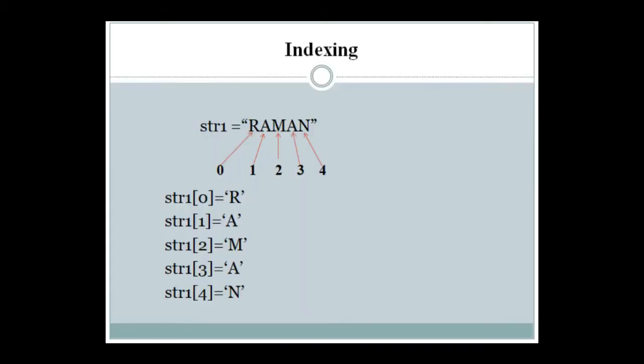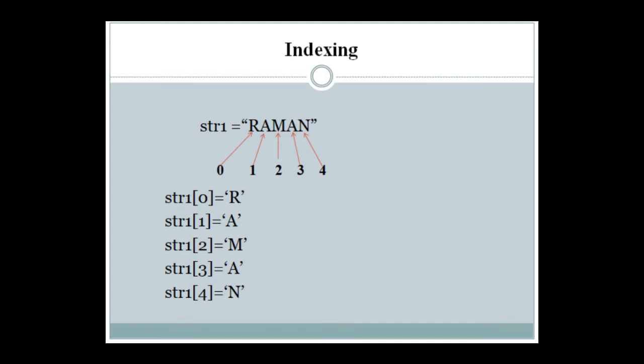Let us take a variable str1 is equal to Raman. Each letter in this string Raman holds a position which we call an index. As I have shown in the above example, the first element of the string will have index 0, the next element will have index 1, and the subsequent elements will have the values 2, 3, 4 and so on.